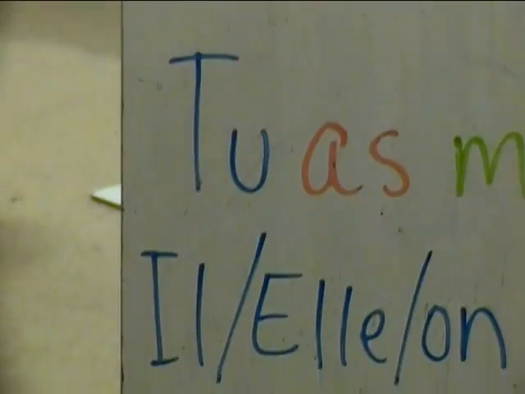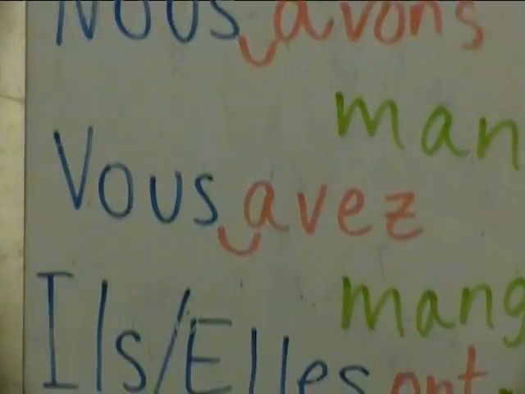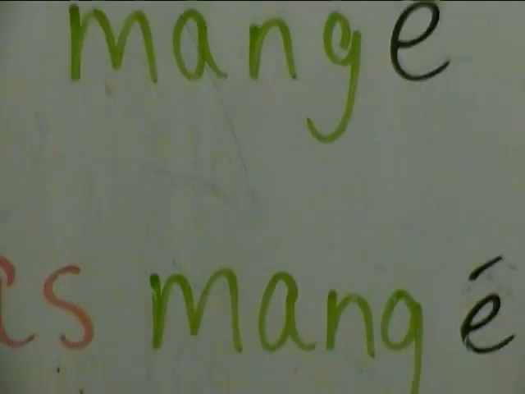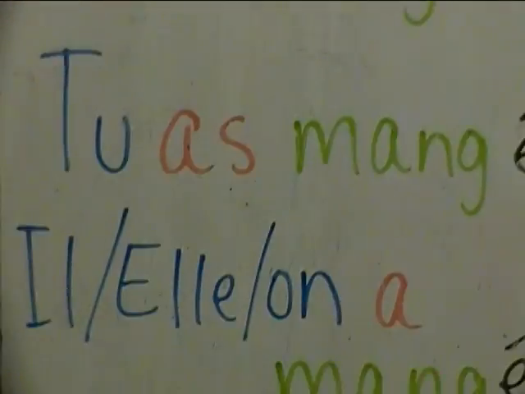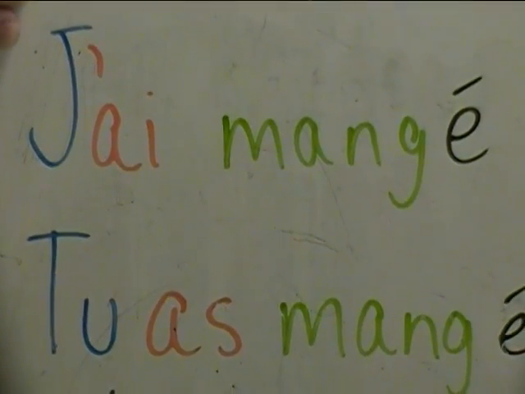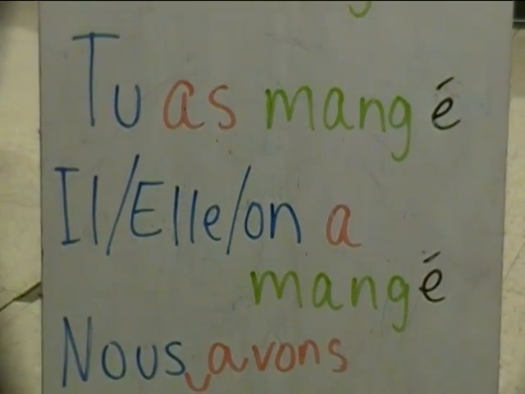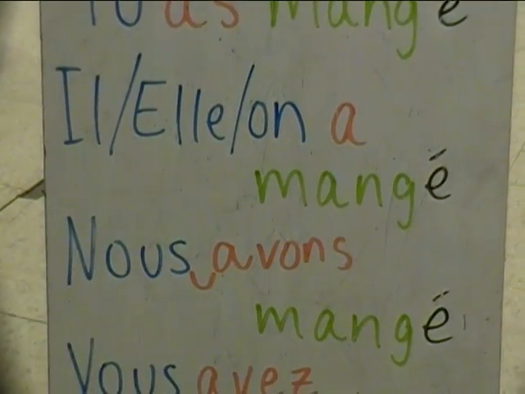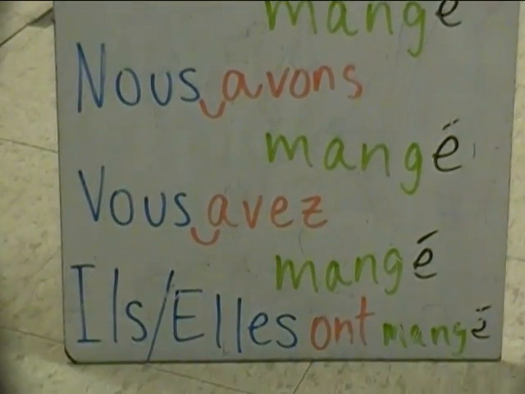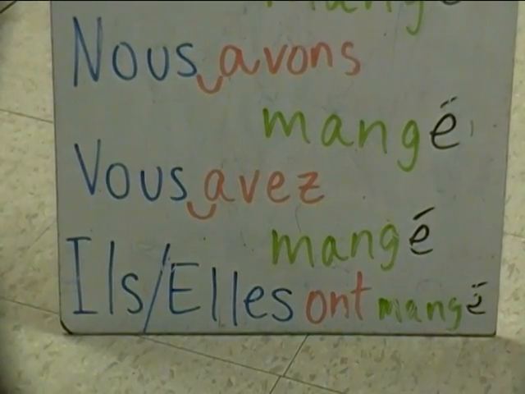With the ER verb, take off the ER leaving the stem. For all forms, place an E with an accent aigu, then place the stem with the E and accent aigu after the correlating pronoun in form of the verb avoir. For example, manger, to eat: j'ai mangé, tu as mangé, il, elle, on a mangé, nous avons mangé, vous avez mangé, and ils, elles ont mangé.